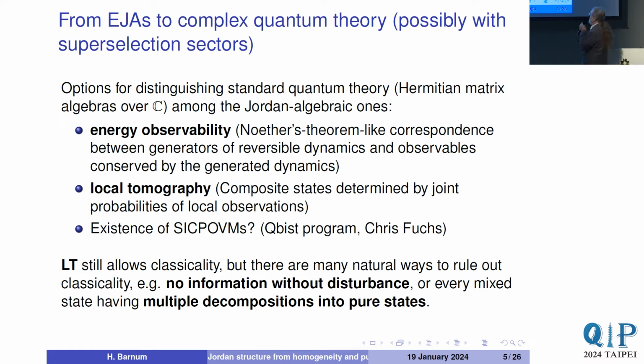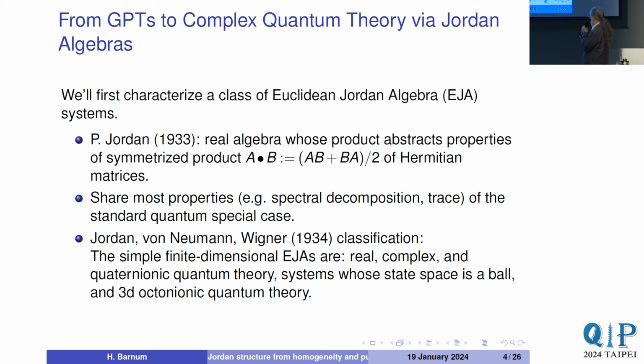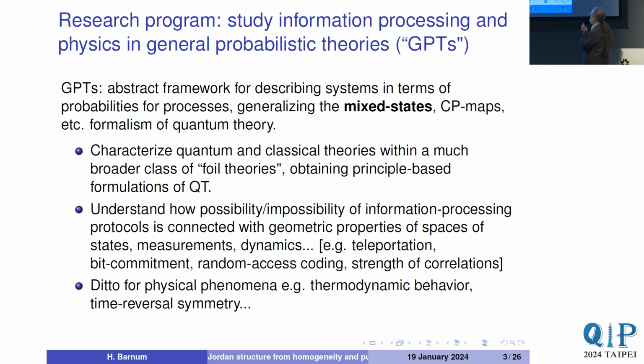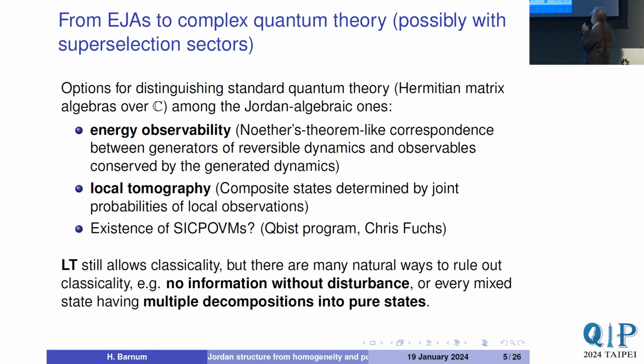Well, you have various options. Energy observability is one, which is a Noether's theorem-like correspondence between the generators of reversible dynamics and observables conserved by the generated dynamics. Anti-Hermitian generators of the reversible transformations in quantum theory, the unitaries, and Hamiltonians, Hermitian operators. Multiplication by i is the correspondence.